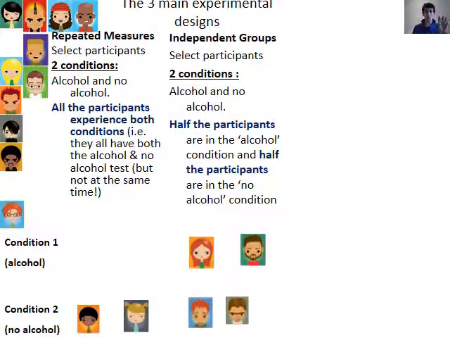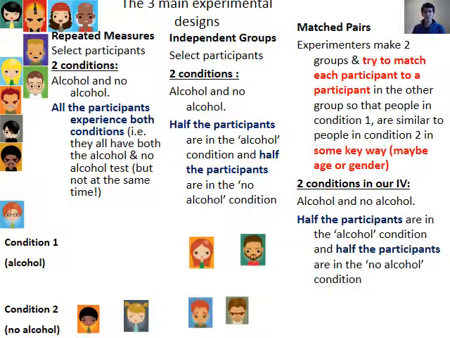In repeated measures, you had a group of people doing condition 1 and the same people doing condition 2. In independent groups, it's completely different, with one group of people doing one condition and a completely different group of people doing the second condition.